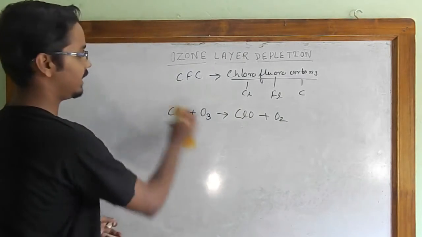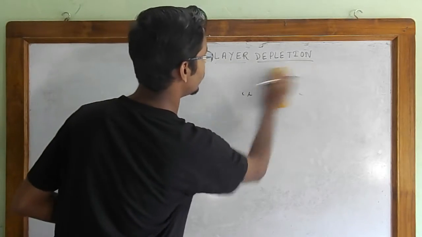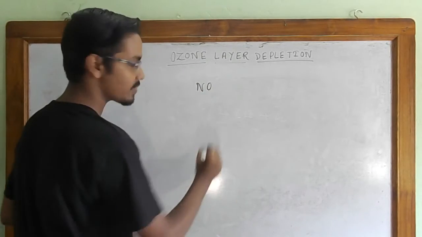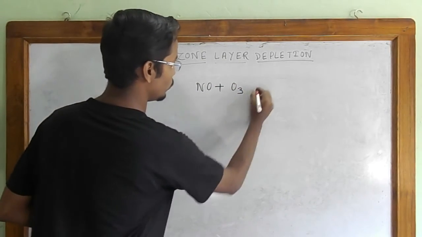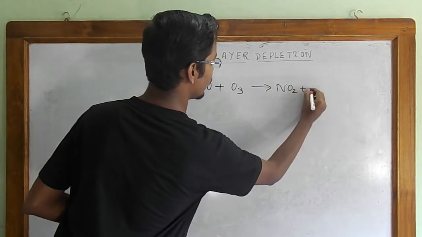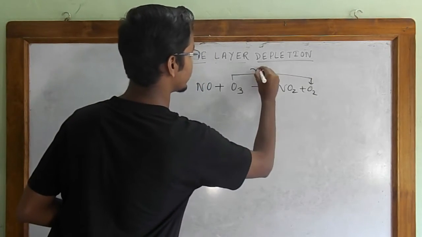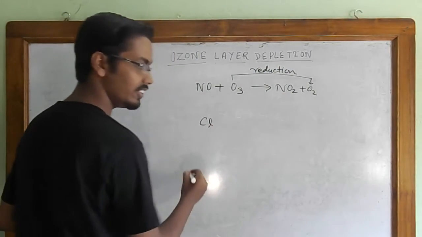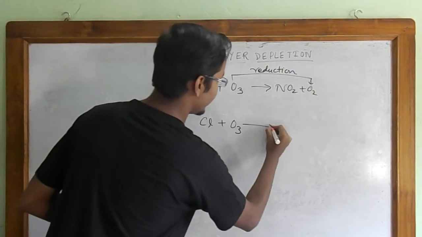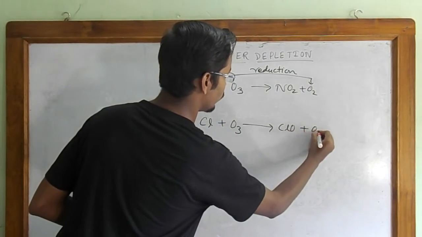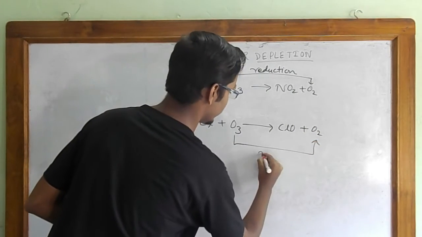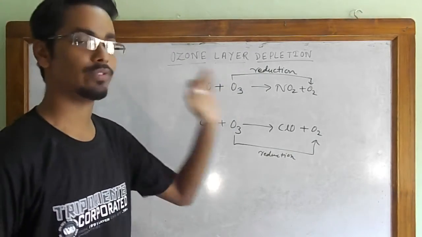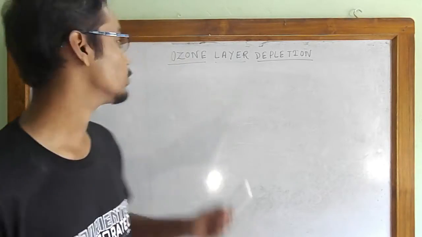If we recollect the two, we will find two important reactions where the ozone layer is depleted. In the first case it was NO reacting with ozone to form NO2 and O2. Here this is the reduction. In the next case, we find chlorine free radical reacts with ozone and again forms ClO and O2. Again, the same reduction takes place, thus resulting in the depletion of ozone from our stratosphere. Let's move on to the effects of ozone layer depletion.